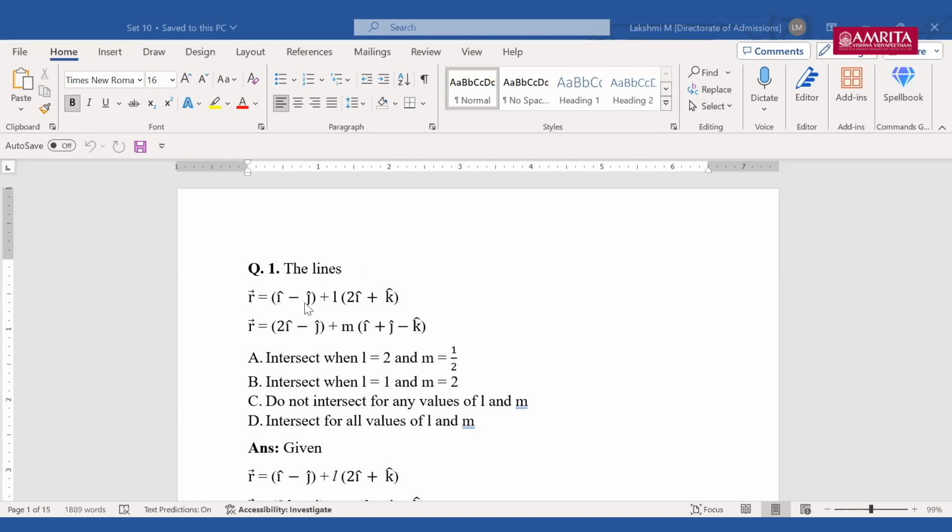It's i - j + 2Li + Lk, and this is 2i - j + Mi + Mj - Mk. Just compare those. It's very easy, right? Let's see, Aradhana, whether that option is correct. Only one or two students have given me options so far.